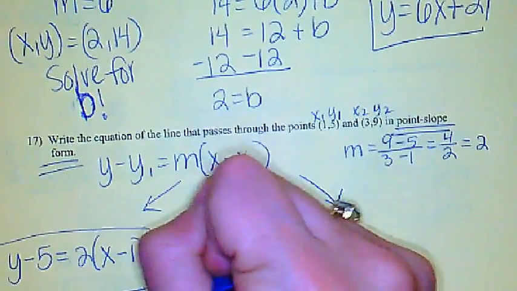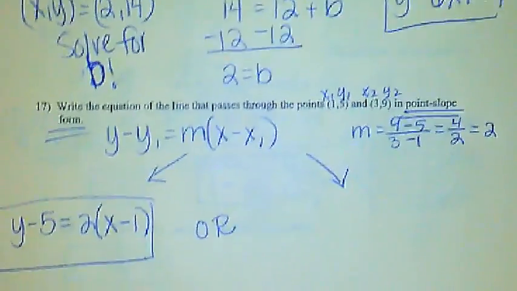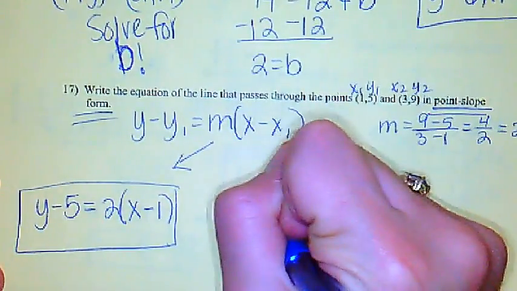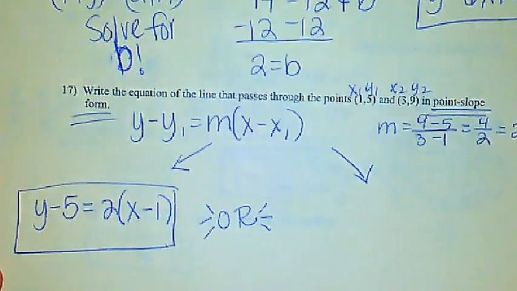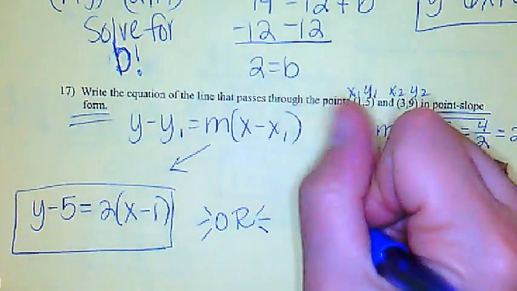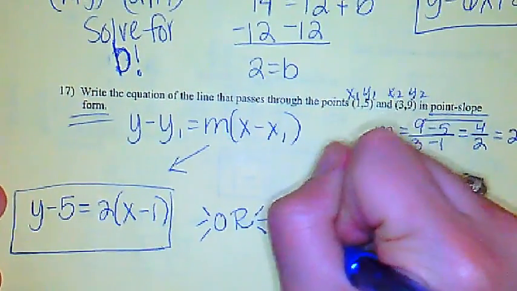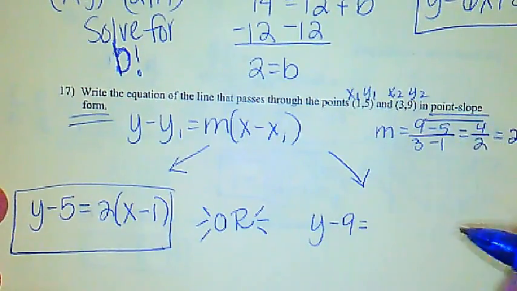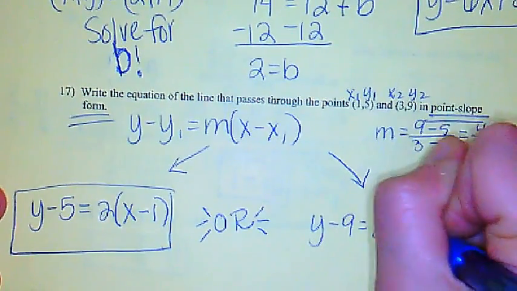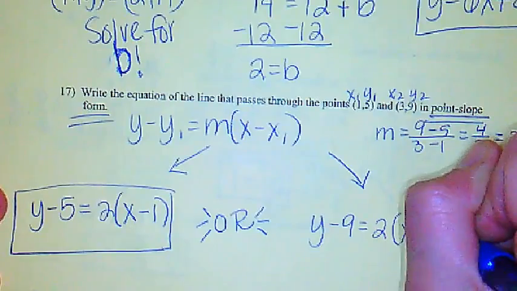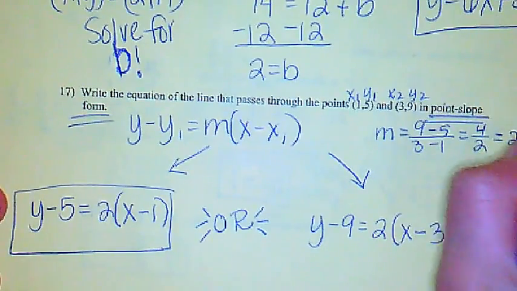So there's one answer. Or, okay, so again, you don't have to do both, one or the other. y minus 9 is equal to 2, and then x minus 3.